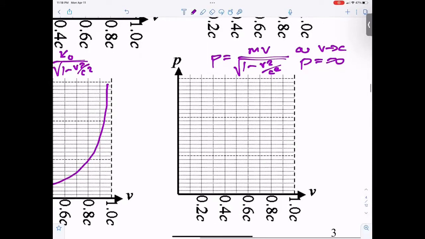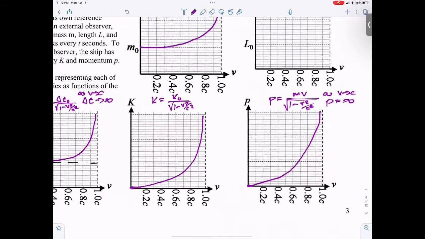But at small speeds, going up to about maybe half the speed of light, you're going to get fairly linear momentum, meaning it starts at 0, is fairly linear, and then it's going to really take off at that point. But for the first section over here, it's going to climb rather slowly.